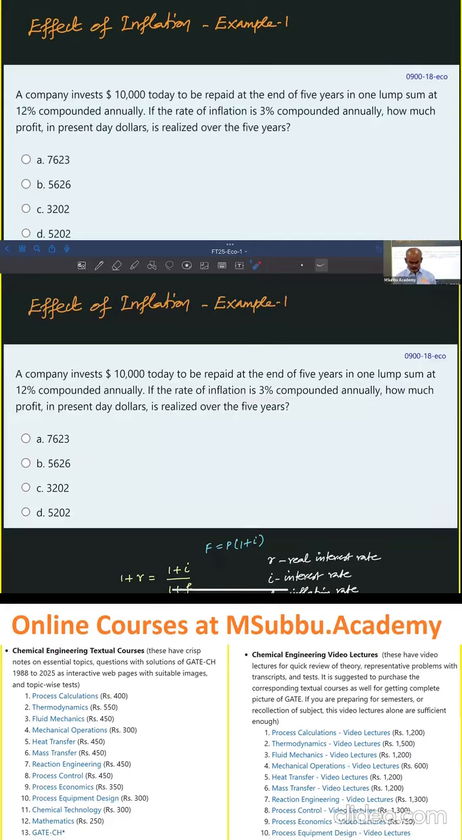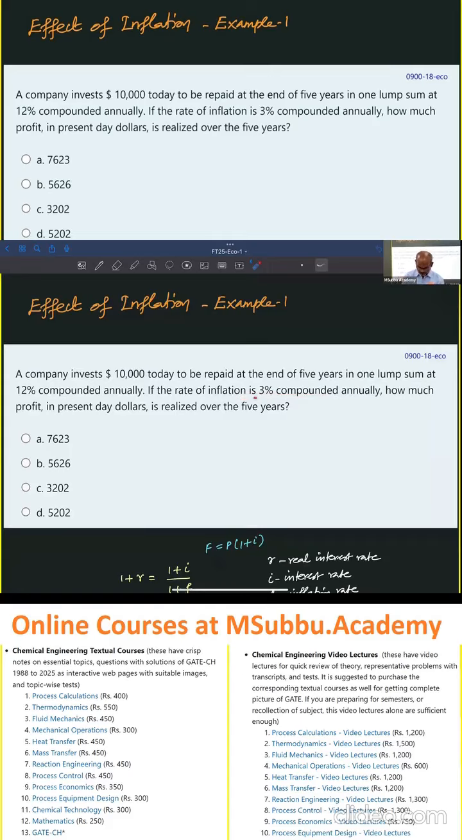These inflations are quite common in countries like India, which are all growing. Because of that, there is also inflation. Whereas the already saturated countries like US and UK, they don't have much inflation. So we should also account for this inflation to actually say about the real growth of the money.